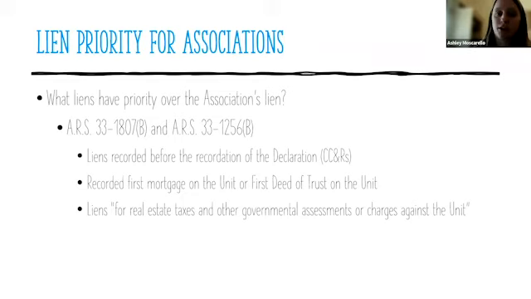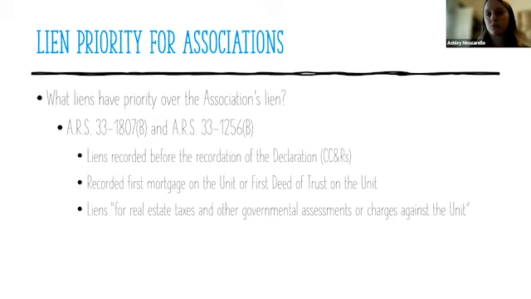This gets to, and you guys may be more familiar with this aspect or maybe less familiar with this aspect, but this gets into collections and foreclosure of the association's lien. That's the only reason why the association would care about a lien on a homeowner property, because it does affect the association's lien potentially if a lien holder comes in and forecloses on a homeowner's property. So again, have the citations in here, but ARS 33-1807B and ARS 33-1256B, that's the statute that governs lien priority as it relates to the association's lien.